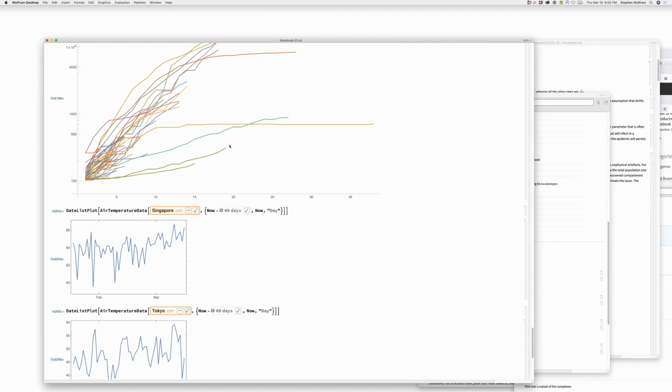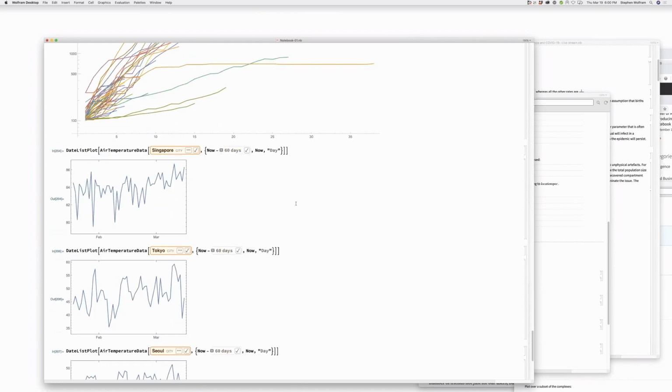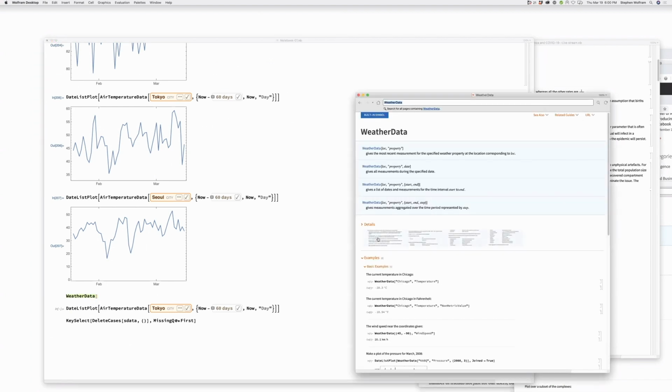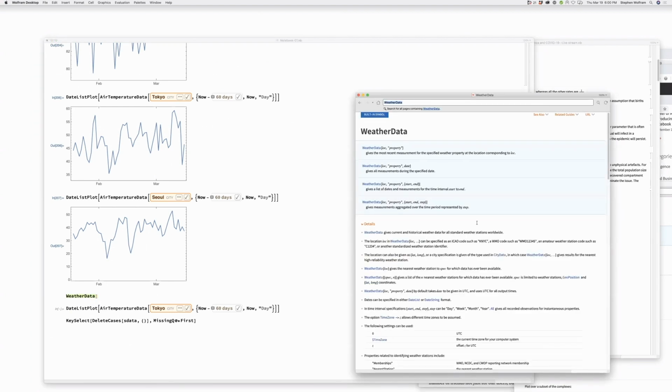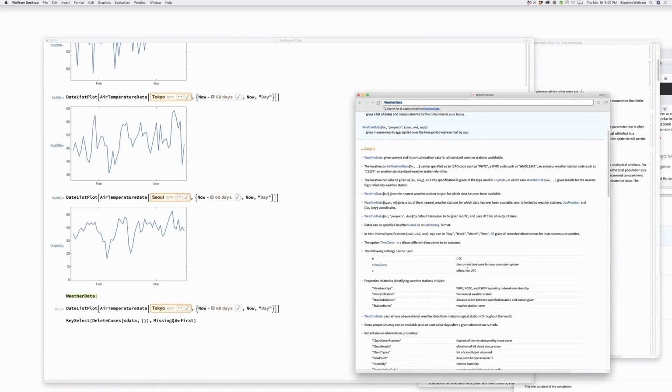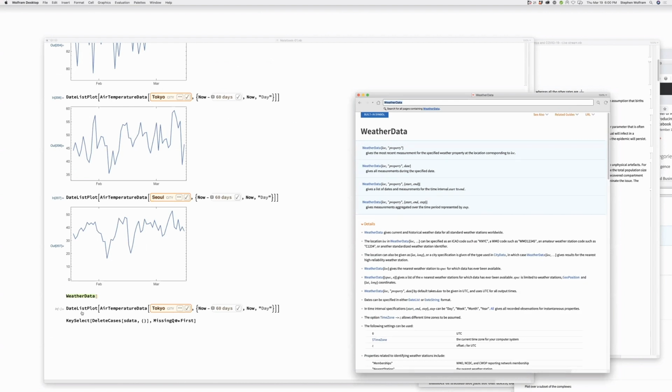Higher humidity and lower infection rate. That's interesting. I wonder if we have the humidity data. I think we do. Let's take a look. I bet these are not humid, but let's take a look. Weather data. Humidity. Okay, so I want weather data, location, property, date.